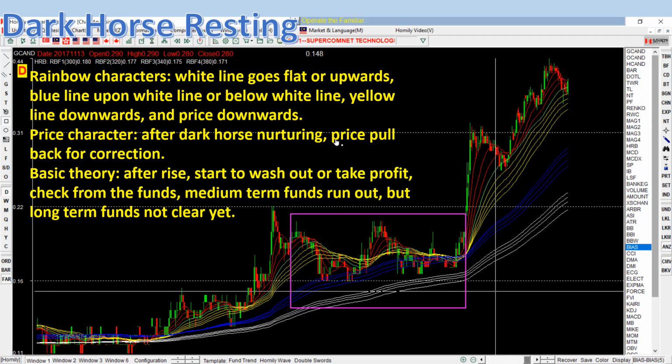The basic theory is that after a rise, it starts to wash out or take profits. So the bankers will wash out retailers or just take profits. Checking from the funds, the medium-term funds are running out, but the long-term funds are not clear yet. So for the medium term, you need to come out first for a rest. For the long term, not clear yet.